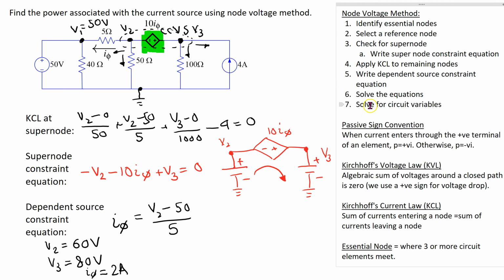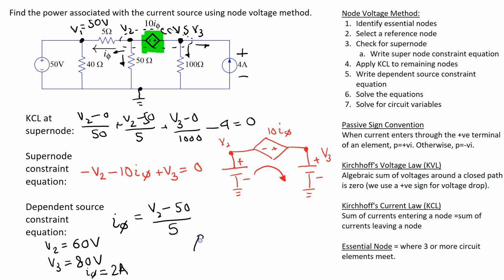The final step is to solve for the circuit variables, and in this case we have to solve for the power associated with the current source. We can see that the voltage drop across the current source is the node voltage V3, because this current source is connected between ground and node 3. So using the fact that node voltages are a voltage rise with respect to ground, we can associate this polarity of the voltage drop across the current source.